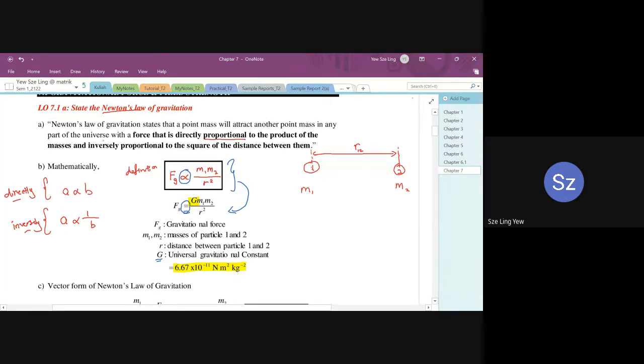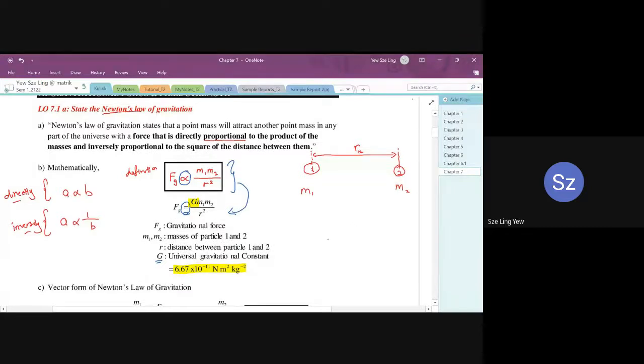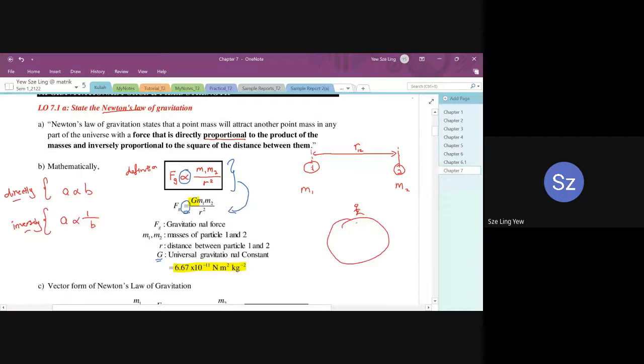So remember, gravitational force exists between any two masses, including you and your friends, including you and the earth. The reason why you can stand on the earth, this is the earth and this is you, is because of the gravitational force. Now, why can't you feel the force between you and your friends, or for example, between you and any objects around you?